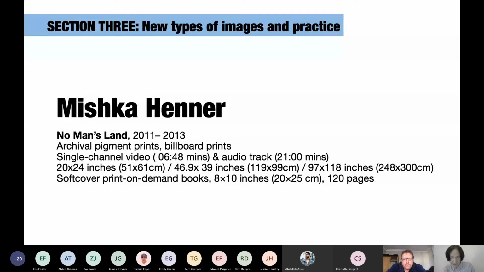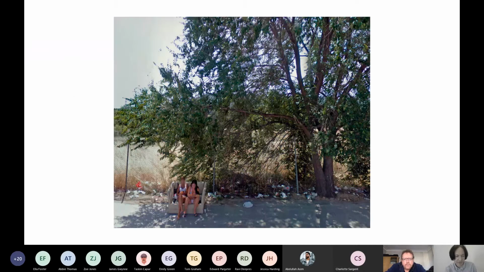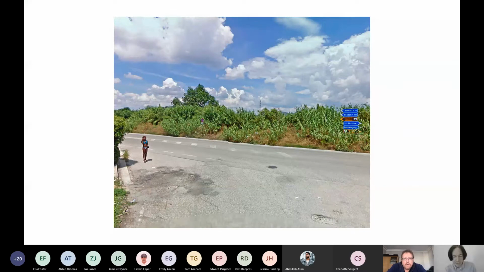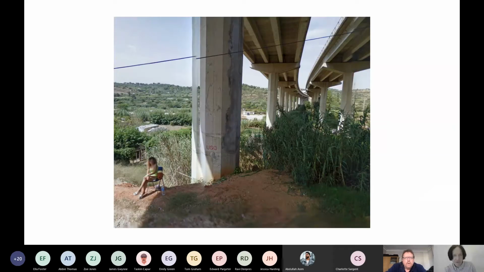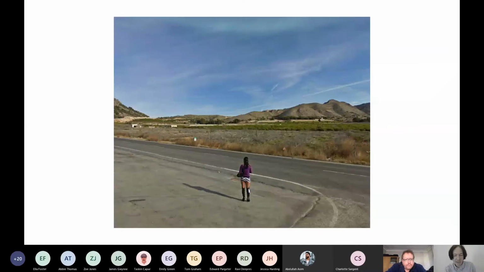Mishka Henner's work here, No Man's Land, represents Google Street View. She takes Google Street View images of sex workers, and I'll spin through this quickly because I'm aware of time and how long I've been talking. Essentially, you've got Google Street View images, but they all allegedly show sex workers. You can see that the photographer, in inverted commas, hasn't even gone out with a camera or shot things directly. These are used images, as we're all aware, of Google Street View.